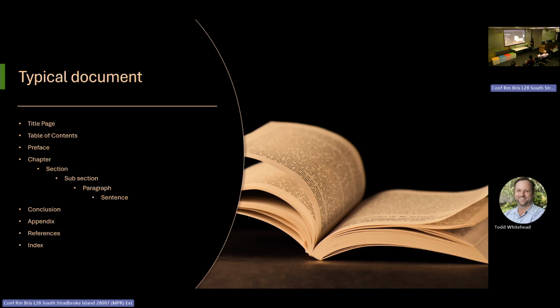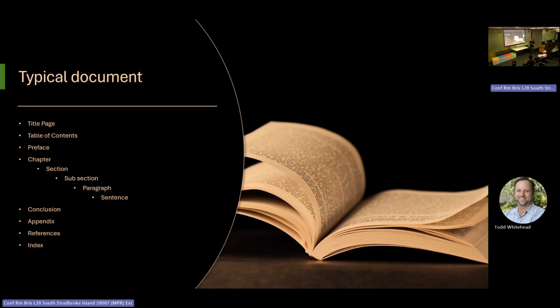I forgot to bring a book with me because that would have been a nice little prompt. But your typical document has structure generally. It'll have a cover, a title page, a table of contents, and depending on what it is, it might have a preface. It has chapters which have sections and subsections, paragraphs, sentences. You might come to the end and have a conclusion. Then you might have a number of appendices. And depending on the type of document, you might have references.